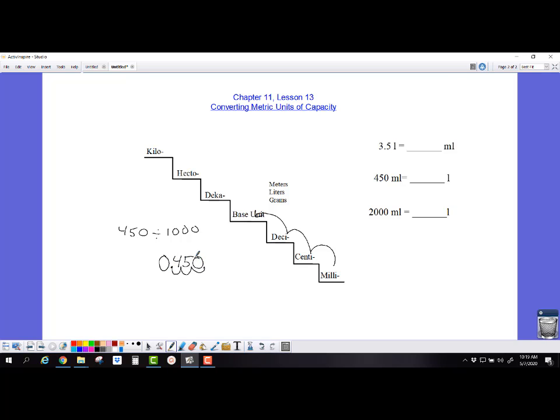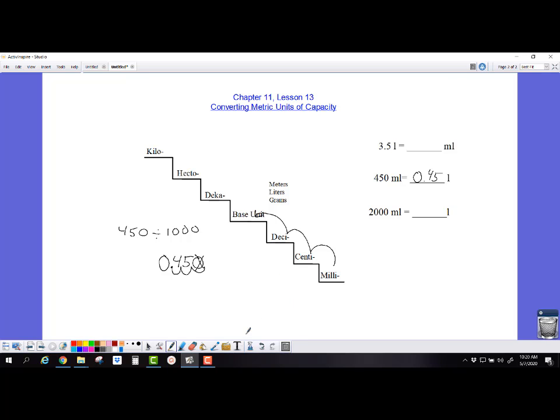450. Now this last 0 is insignificant, so our actual answer here is 450 milliliters is 0 and 45 hundredths of a liter. Now you'll want to think about 45 hundredths of a liter as being just about half a liter. 0.5 would be half. 0.45 or 45 hundredths is just a little less than half a liter.